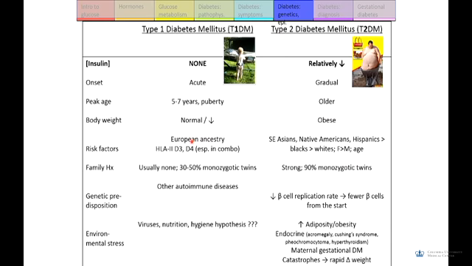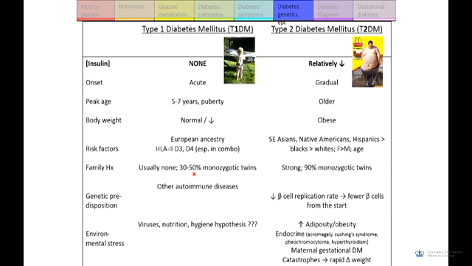Type 1 diabetes is seen with European ancestry, and you also see it with certain HLA alleles that cause a big predisposition for it, while type 2 diabetes is more common in Southeast Asians, Native Americans, Hispanics, and African Americans.